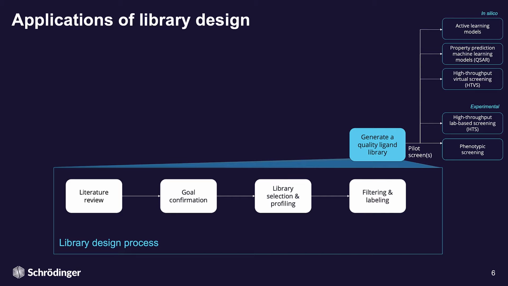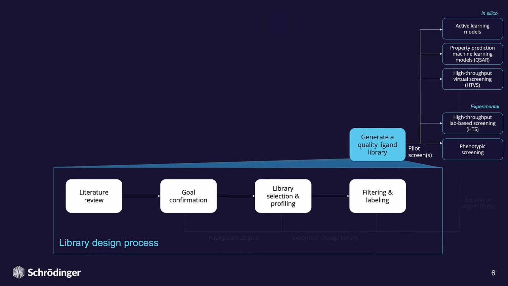It's also useful for building libraries for machine learning models, phenotypic screening, and lab-based screening methods. Much like baking a cake, while the recipe remains constant, the ingredients to build the library vary based on the project's needs. In this video, it's important to learn about the library design process so that later on we will be able to follow a project-specific library design request.